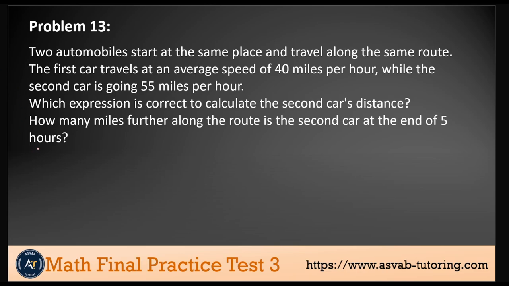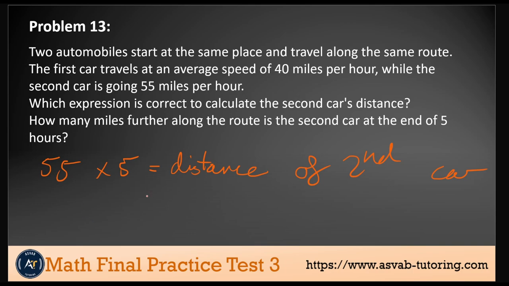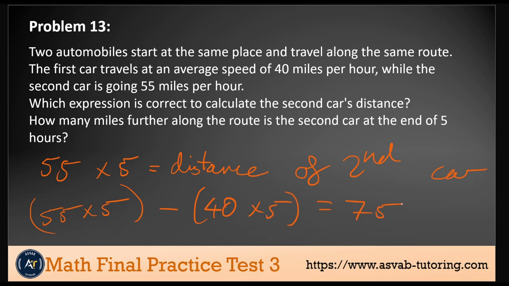The distance traveled by the second car isn't too bad. We can figure that out by doing 55, which is the speed, multiplied by 5. So that's the distance of the second car. Well, we can also do 40 by 5 to get the distance of the first car, right? So all we need to do reasonably is do 55 times 5 minus 40 times 5 to get around 75 miles of a distance.